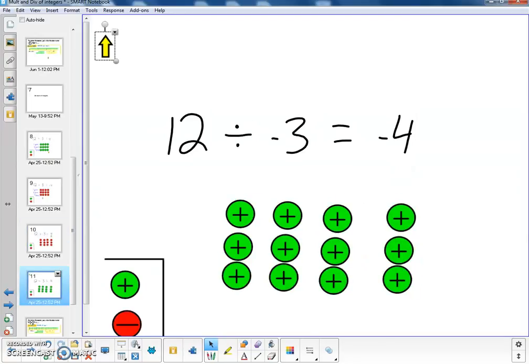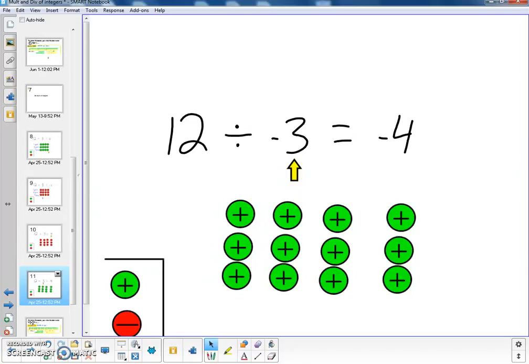Let's check this one out. If I have 12 things, now this is where it gets goofy. It's hard to even explain this. I have 12. If I put them into the opposite of 3 groups, or if I switch it around, if I put them the opposite of 3 things in a group, that's where I get negative 4.